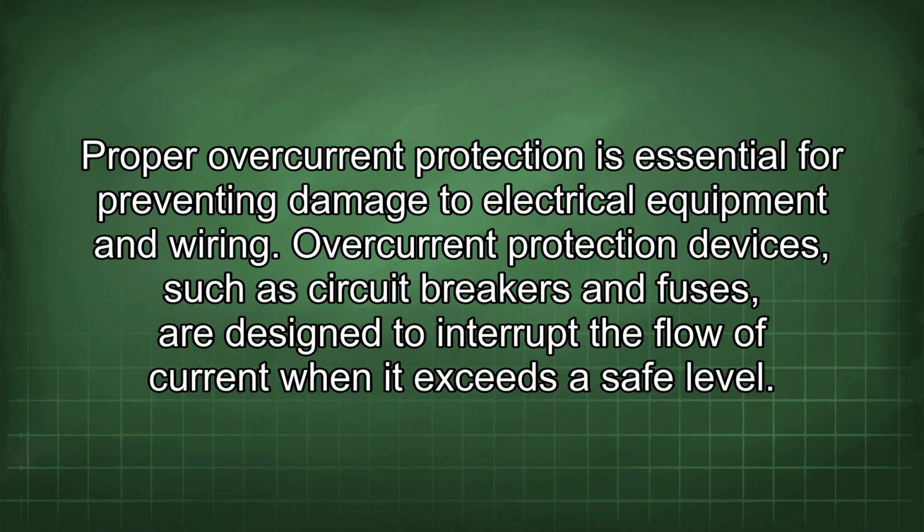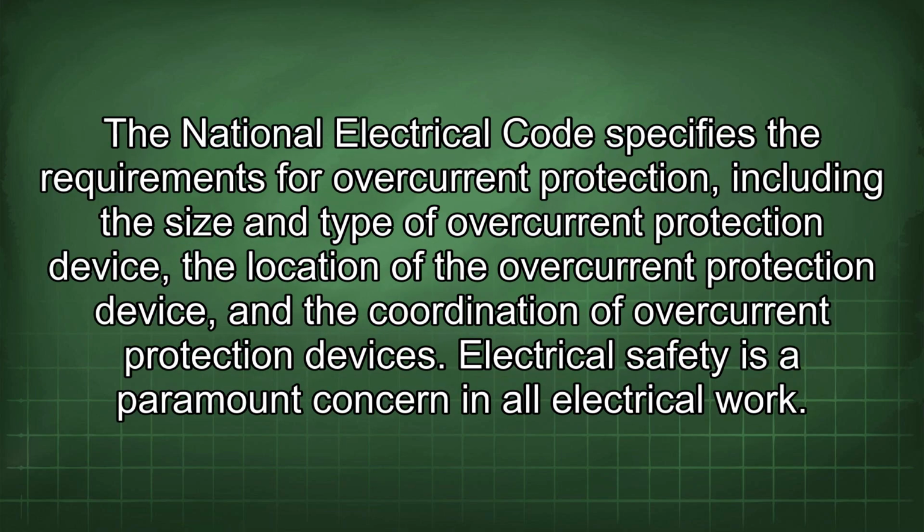Proper overcurrent protection is essential for preventing damage to electrical equipment and wiring. Overcurrent protection devices, such as circuit breakers and fuses, are designed to interrupt the flow of current when it exceeds a safe level. The National Electrical Code specifies the requirements for overcurrent protection, including the size and type of overcurrent protection device, the location of the overcurrent protection device, and the coordination of overcurrent protection devices.